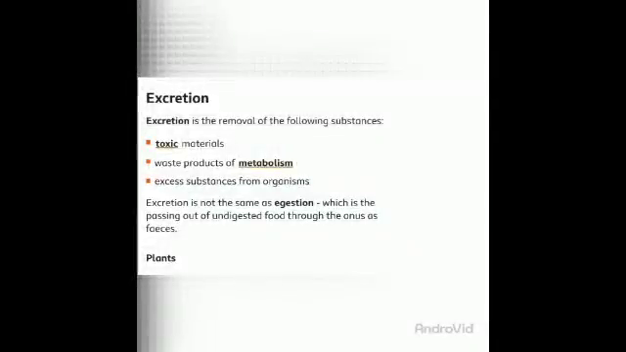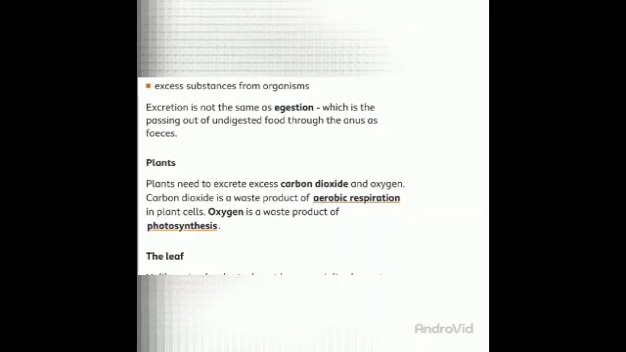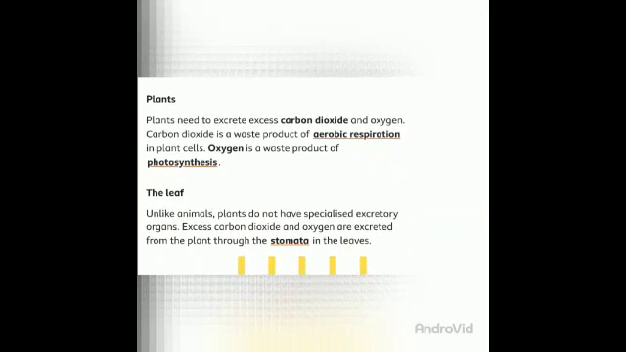So children, what is excretion? Excretion is the removal of the following substances. First is the toxic materials, second waste products of metabolism, and the third is excess substances from organisms. Now, excretion is not the same as egestion, which is the passing out of undigested food through the anus as feces. Now plants need to excrete excess carbon dioxide and oxygen, and carbon dioxide is a waste product of aerobic respiration in plant cells and oxygen is a waste product of photosynthesis.